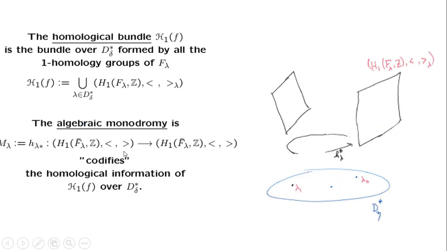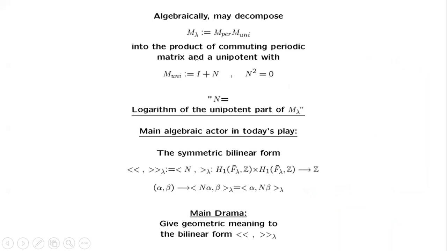And it is an automorphism, so it's an isomorphism of the vector space, which is preserving the interior product. Now, in the books, they tell you the following thing. You have this linear map, which is this algebraic monodromy, and you decompose it into its semi-simple and unipotent part. Now, the semi-simple part is really a periodic matrix in this situation.